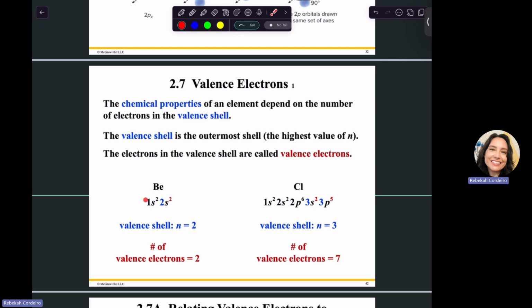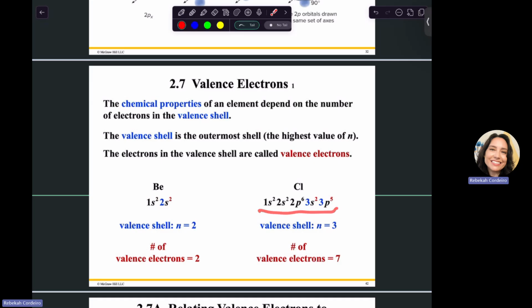If we look at the big numbers in front, those are our energy levels in the electron configuration. Then the letters tell you what shape, what orbital it's in, and the small numbers at the top, the superscripts, tell you how many electrons are in that energy level in that shape. We're going to look for the highest energy level, which is the big number. For this one, the highest energy level is 2, and there are 2 electrons in that. So we say 2 valence electrons because there are 2 in the highest energy level.